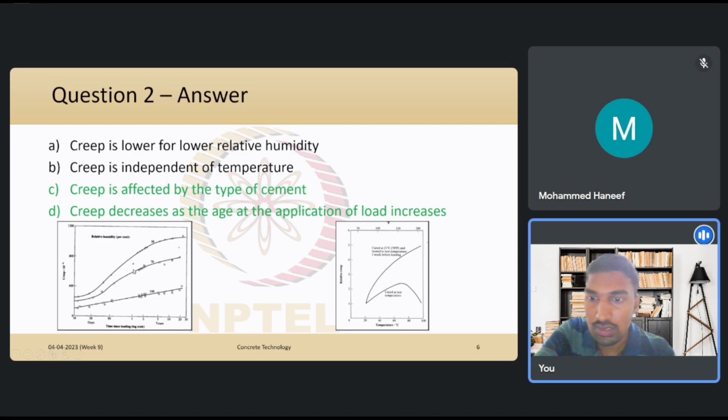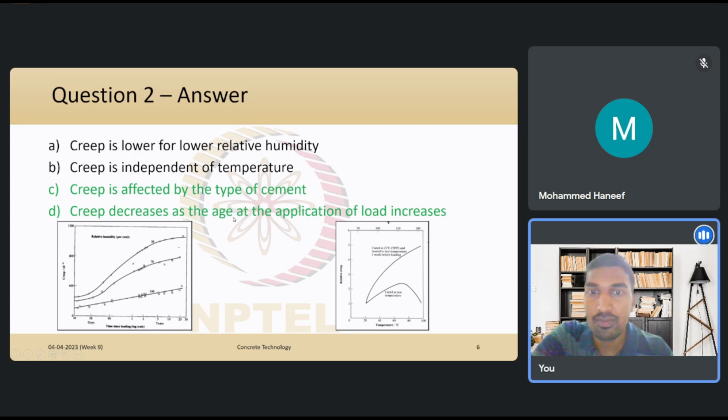Okay, so this is different, not related to option D. This says that creep decreases as the age at the application of load increases. So this is not about how long the load is sustained, but at what point the load is introduced. For example, you apply the load after 7 days versus after 28 days. That's how we compare it.